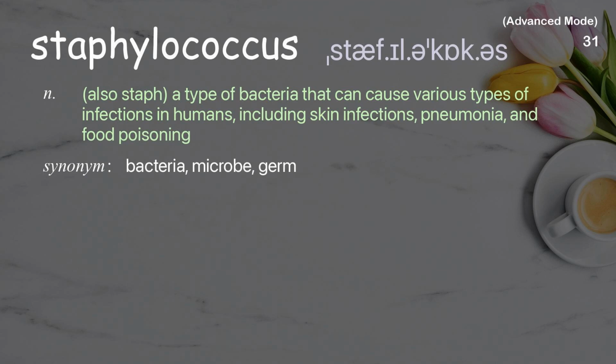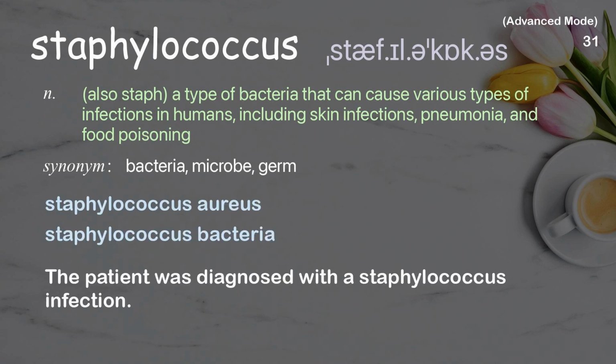Staphylococcus. Also staph, a type of bacteria that can cause various types of infections in humans, including skin infections, pneumonia, and food poisoning. Examples: Staphylococcus aureus. Staphylococcus bacteria. The patient was diagnosed with a staphylococcus infection.